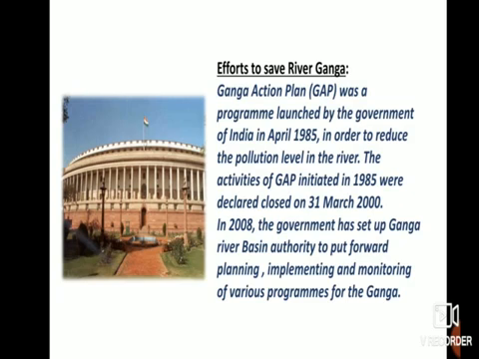So, efforts to save river Ganga. The Ganga Action Plan, that is GAP, was a program launched by the Government of India in April 1985 in order to reduce the pollution level in the river. However, increasing population, industrialization and increased use of chemical fertilizers and detergents have already damaged this mighty river beyond repair. The activities of GAP initiated in 1985 were declared closed on 31st March 2000.